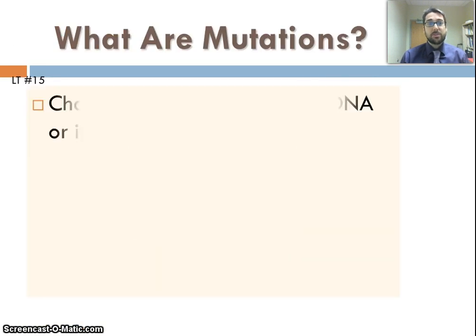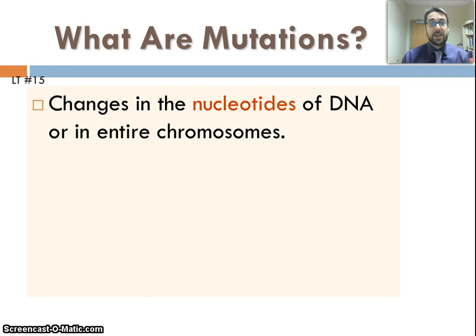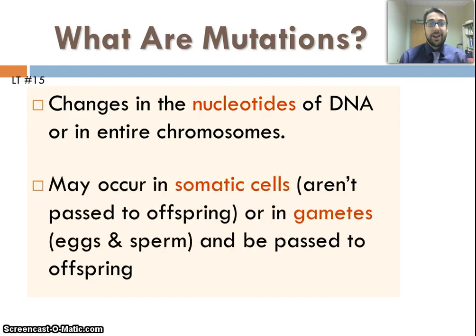So what is a mutation? We're changing nucleotides, right? So we're changing our DNA, what we talked about just before. And we have 2 new terms that we haven't really mentioned before: somatic versus gametes. Gametes we're familiar with from meiosis. We're making sperm and egg cells. They have half the number of chromosomes, and when they fuse together through fertilization, we're passing those genes to our offspring. Whereas somatic cells are all the cells that are not sperm and egg cells.